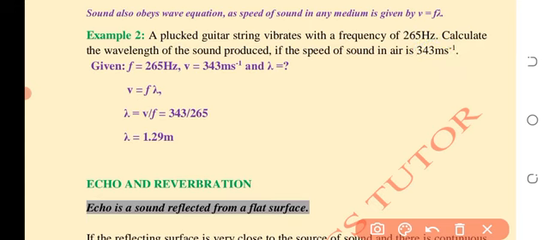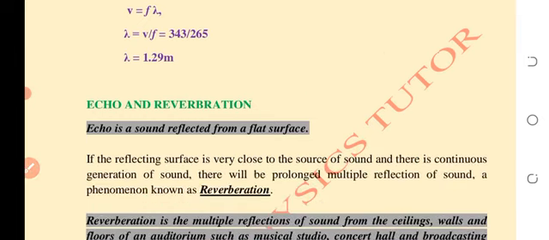Now, from this expression, V equals F lambda, making lambda the subject of the formula, we are going to have this, and substituting the values of the given parameters from the question, this is V divided by frequency, and that will give us the value of lambda to be 1.29 meters. Okay, let's move away from this and go to another subtopic under this production and propagation of sound.